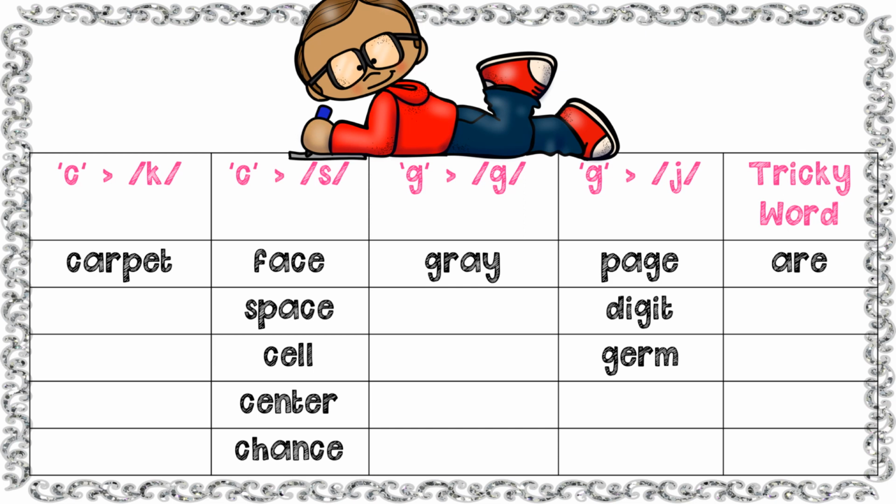Our last word is a tricky word. This word is are. Are you going to the movies Saturday night? Are is a question word. Are is a verb. Are does not look the way it is spelled. Okay, so that's why it's a tricky word. So the word is are. Let's put our finger in the air and let's write the word are. A-R-E.